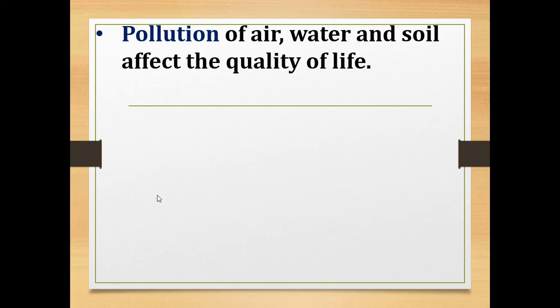Then the quality of air, water and soil is affected due to pollution, which will affect not only the purity of air, water and soil, it will affect the life of all living organisms. So pollution of air, water and soil affects the quality of life. The causes of air pollution and how we can prevent it, water pollution, soil pollution, everything we are going to see in this chapter.